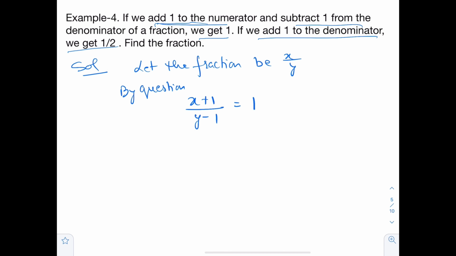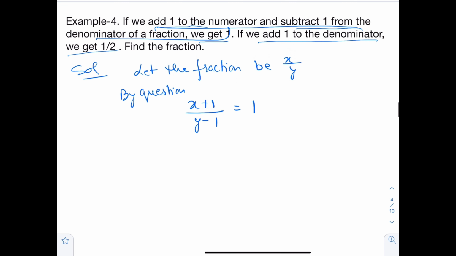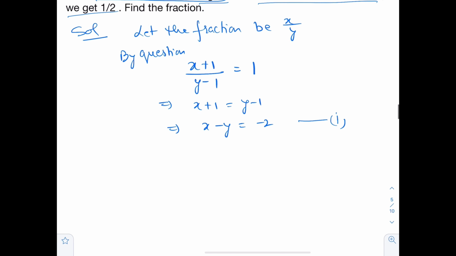From the first condition we will get this. This is our first condition. So this gives x plus 1 equal to y minus 1 implies x minus y equal to minus 2. So this is equation number 1.